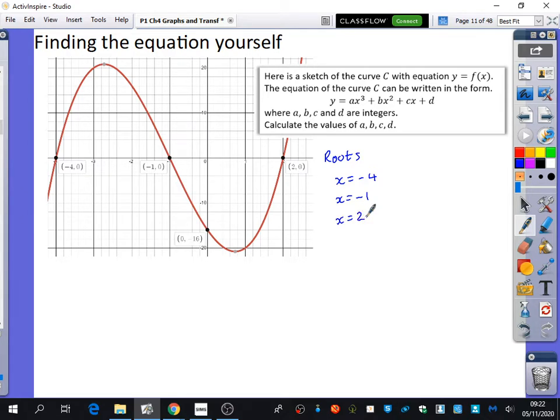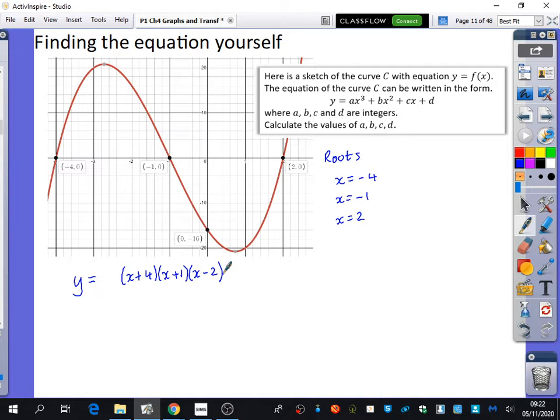So what do we think that the graph might be, if I was going to say it was a y equals kind of graph? Jamil, do you think you could say what you think that should look like? It would be y equals x plus 4, x plus 1, x minus 2. That's what we think that the graph should be.